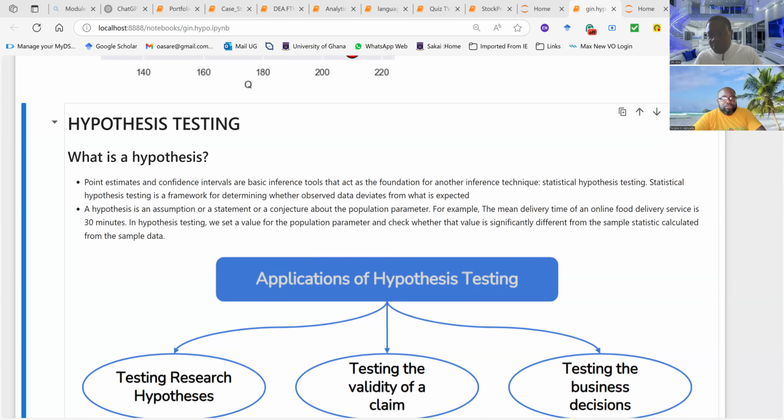Now, if you look at the symbols here, there is a mu and there's a mu naught. The mu naught is the hypothesized mean. What you are saying is that the mu, which is the mean, the average, is not equal to the hypothesized mean. And these ones are the alternatives. All of these symbols are the alternatives, and it is the alternative that you can use clearly to determine the tail of the test.